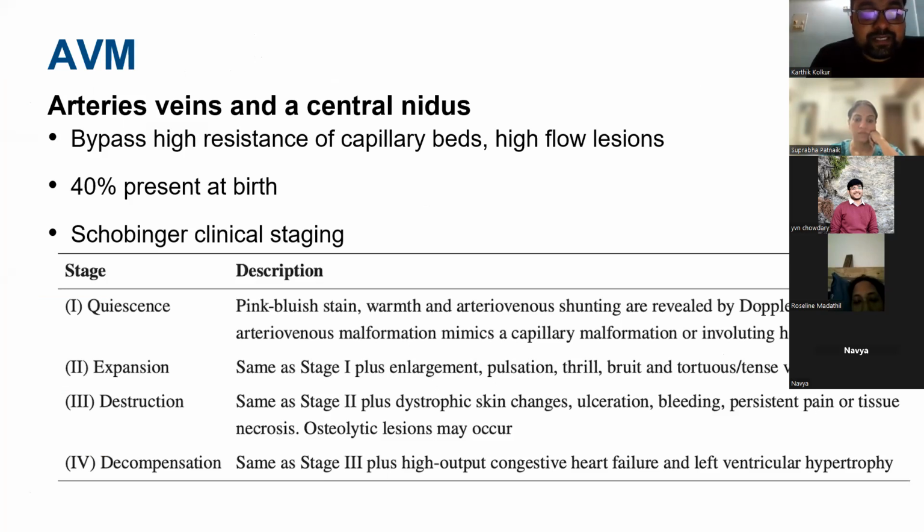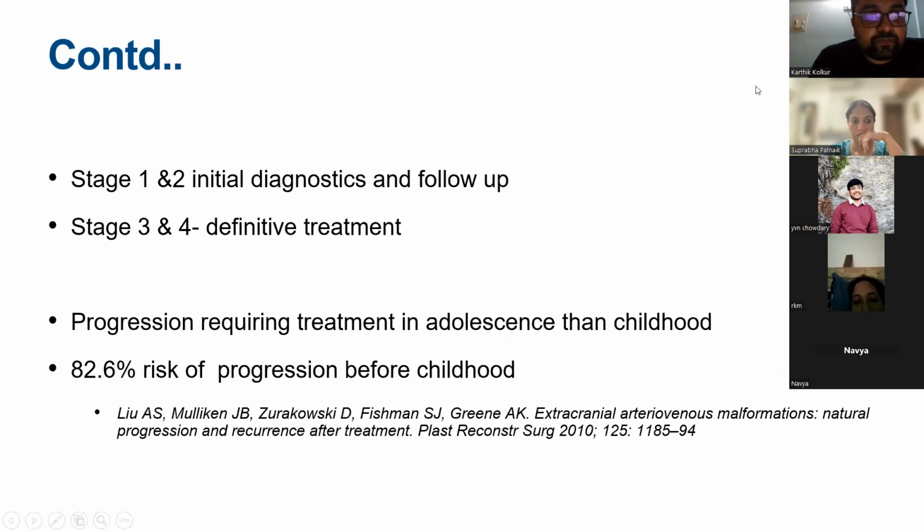Stage 3 is the destructive stage, where there are dystrophic skin changes, ulceration, bleeding, and necrosis, and osteolytic lesions may also occur. Stage 4 is the decompensation stage, where there is high output congestive heart failure, as well as left ventricular hypertrophy. So basically, stage 1 and 2 are for the initial diagnostics and follow-up. Stage 3 and 4 are for the definitive treatment.